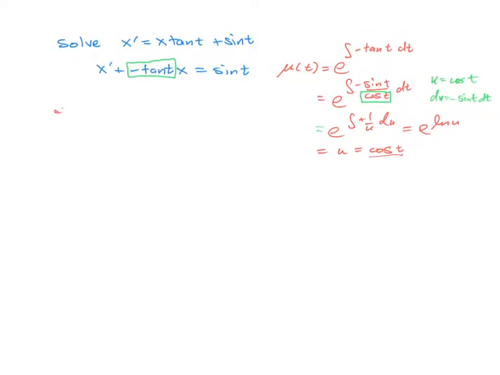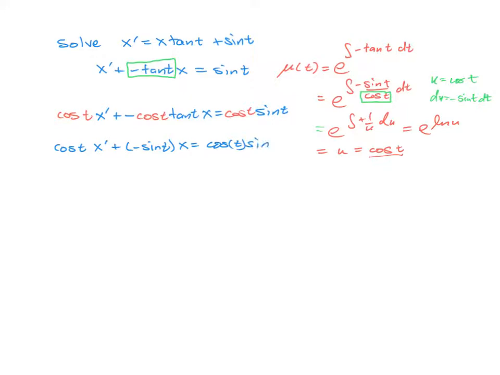So we're going to have our cosine of t times the x prime plus our negative cosine of t times the tangent of t times x is equal to the cosine of t times the existing sine of t. And we all know from trigonometry that tangent's just the sine over cosine ratio, so that simplifies down to just a negative sine of t. So in our next step, we're going to have our cosine of t times x prime plus our negative sine of t times x is equal to cosine of t times the sine of t.